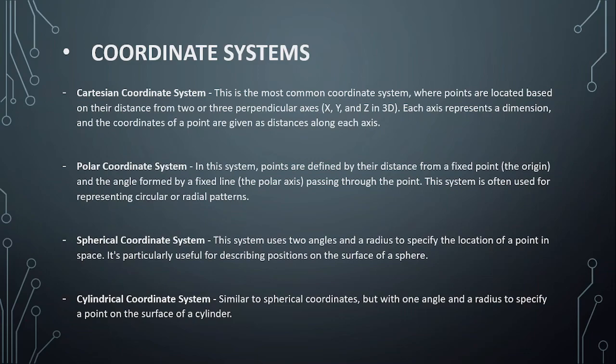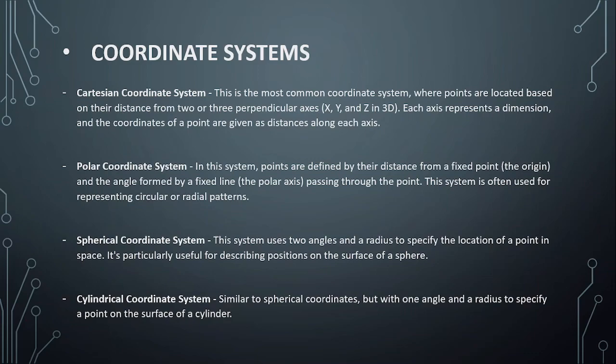So the third one is spherical coordinate system. This system uses two angles and a radius to specify the location of a point in space. It's particularly useful for describing positions on the surface of a sphere.